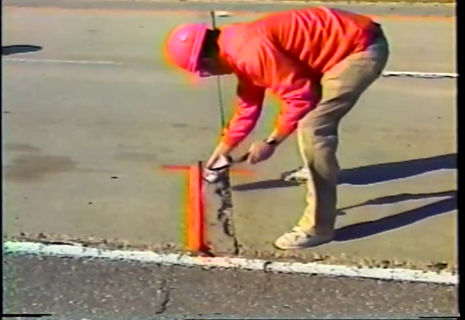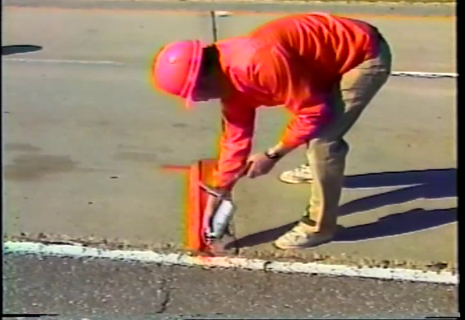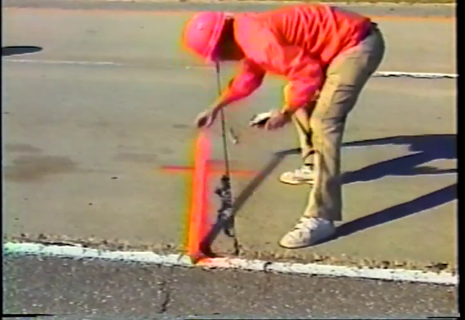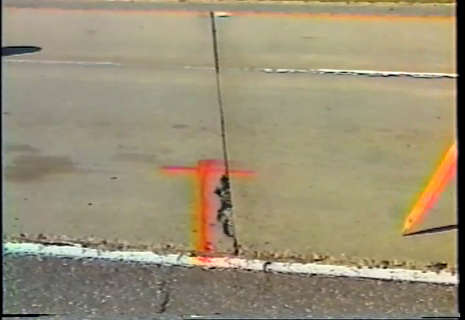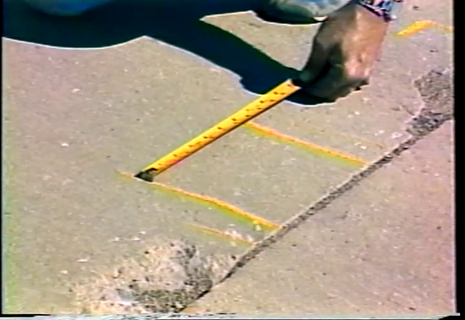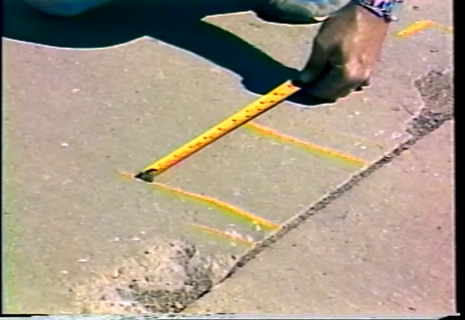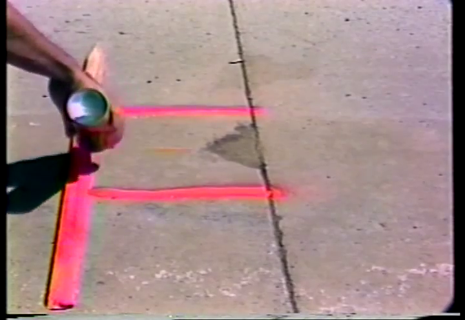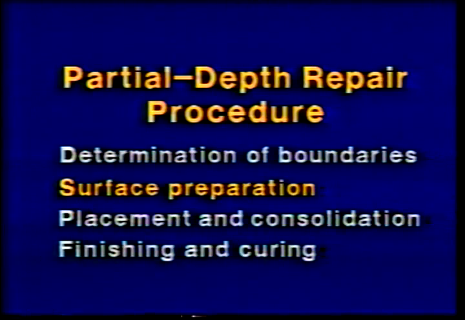If the marked area will extend within 1 foot of the shoulder, the repair should be extended to the shoulder. Similarly, if 2 repairs will be within 2 feet of each other, they should be marked as 1 repair. In all cases, the repair should be marked in a square or rectangular shape. That brings us to surface preparation.